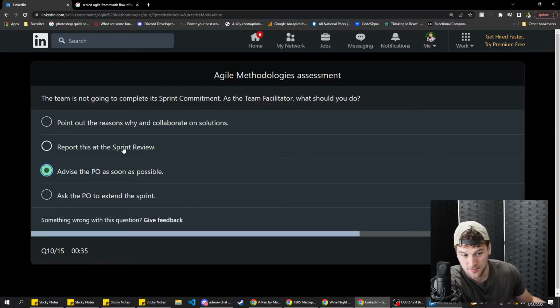I imagine they'll do that, but that doesn't really help at all. Advising the PO as soon as possible allows them to take steps, like advise the clients, "Hey, maybe this is probably not going to be completed this sprint." Just take the steps you need to account for that. Anyway, we're going to go with C. I'm going to ramble on and just hit next.